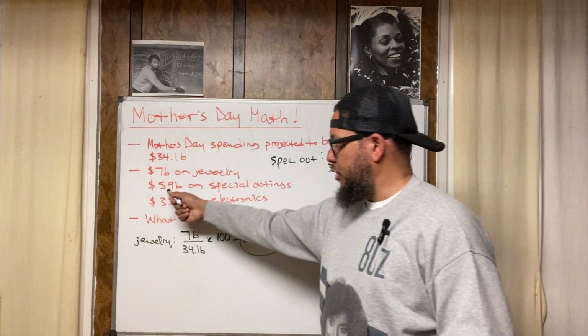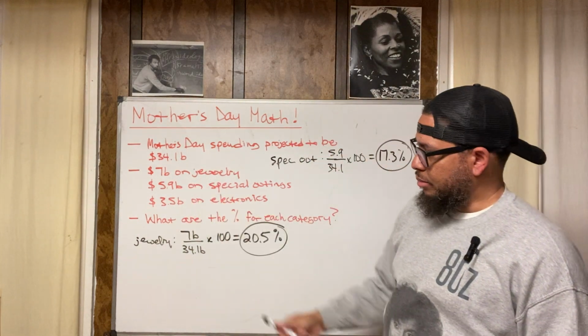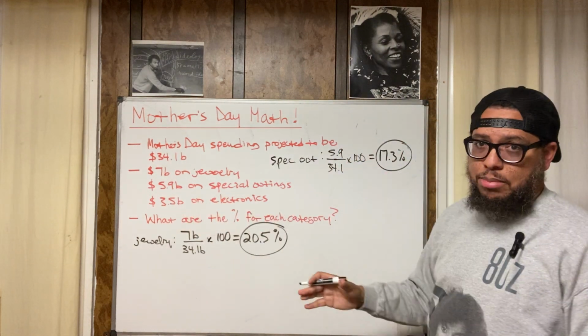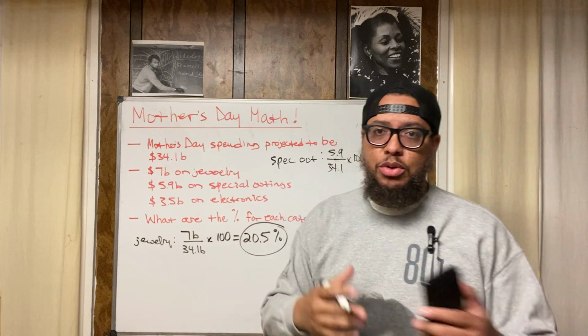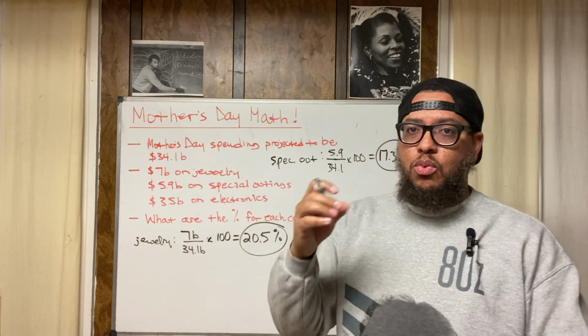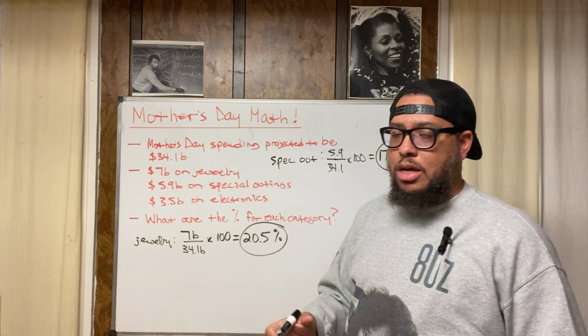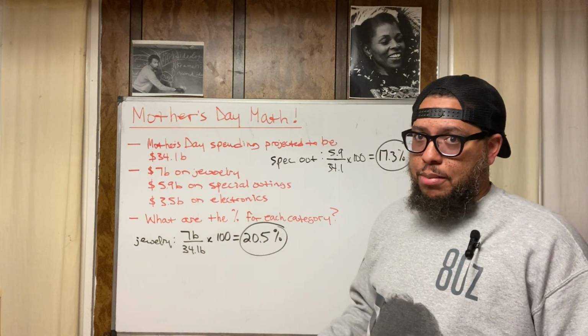So it's this much, 5.9 billion. 5.9 billion is 17.3%. Remember, a percentage is a fraction. It's another way to express a fraction, but a fraction that has 100 for its denominator. Fractions can have any denominator, but percentages always have 100 for their denominator.